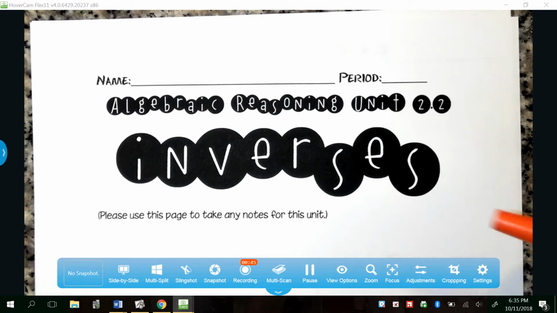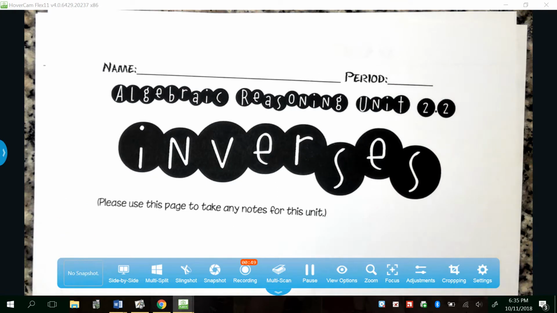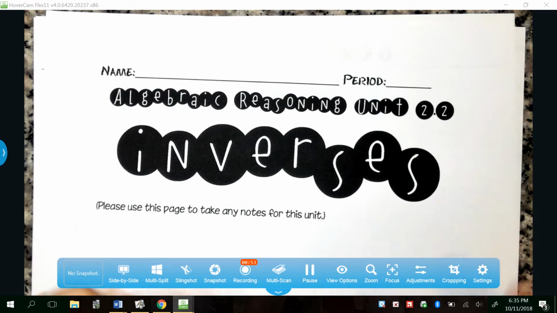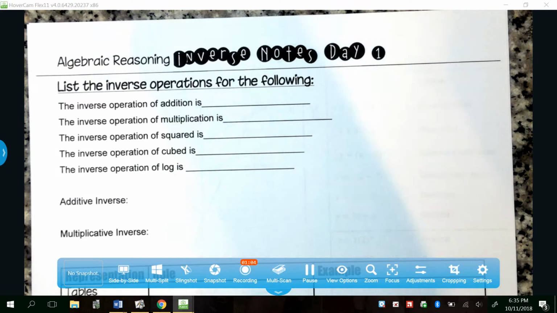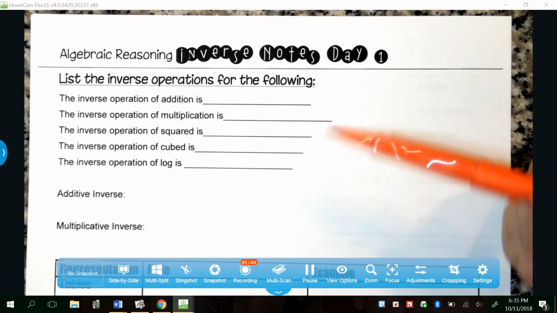Okay, so pretty much what we're dealing with now is the same thing we dealt with in the first part of the test, except we're looking at the opposite of it. Inverse means opposite. It means reverse. That's the best way to put it. So now we have arrows on it. We're going to go ahead and do notes, day 1.